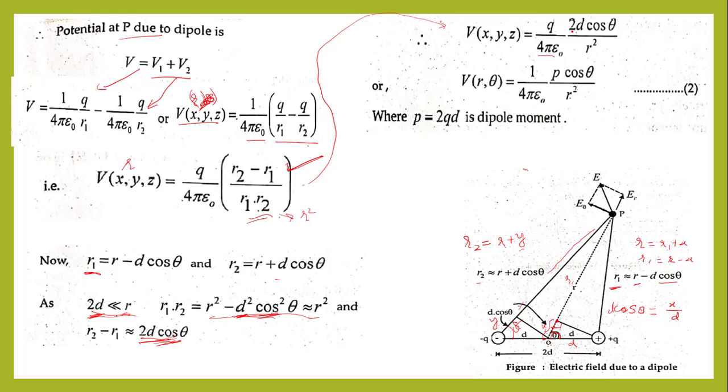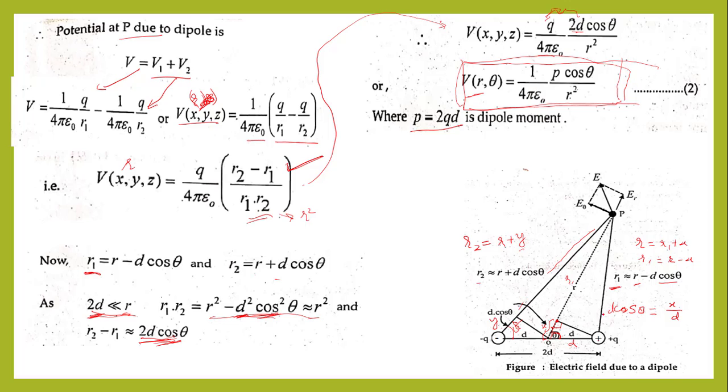So 2dq, this quantity, is nothing but the dipole moment. By definition we had defined it, this is nothing but 2qd, or 2dq, whatever you call it, this is the dipole moment, so we can write 1 over 4 pi epsilon naught p cos theta over r square. So we have calculated the potential due to an electric dipole at some general point. We have not specified the position of this point, so it is a general point, and because this contains theta also, the angular position, we can write it as V of r, theta, okay?